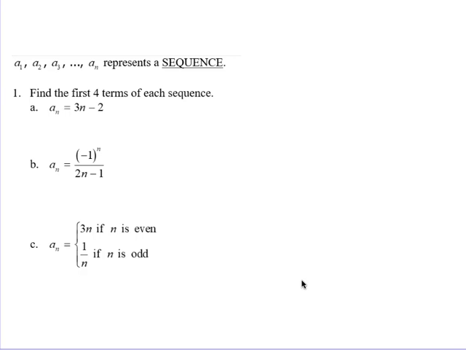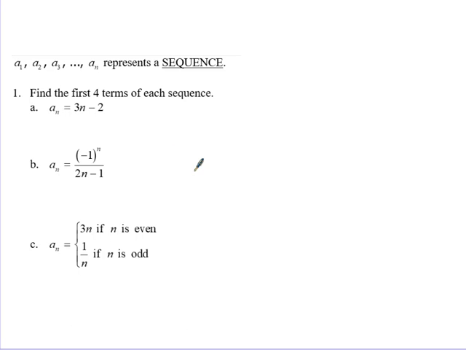For the first problem here, we want to find the first four terms of each sequence. Generally, a rule for a sequence is written as a function. This a sub n here means the nth term is given by this formula. So if you want to find the first term, you just plug in 1 for n. If you want to find the 700th term, you plug in 700 for n.